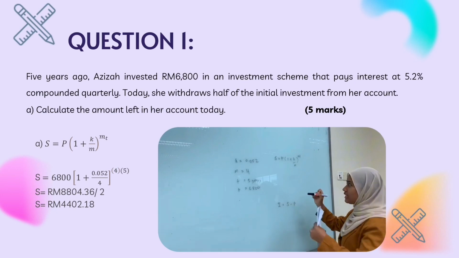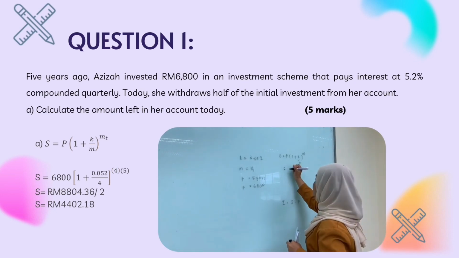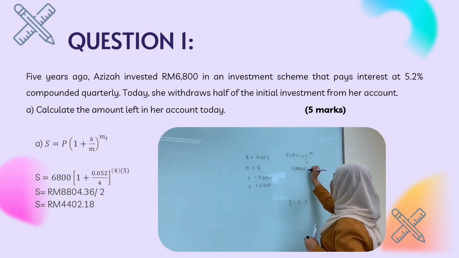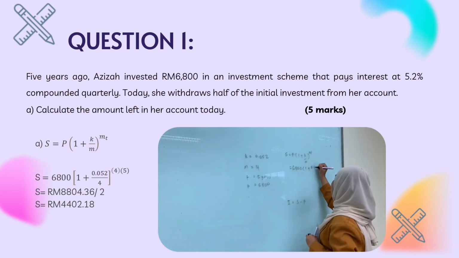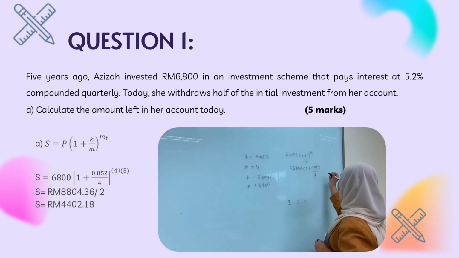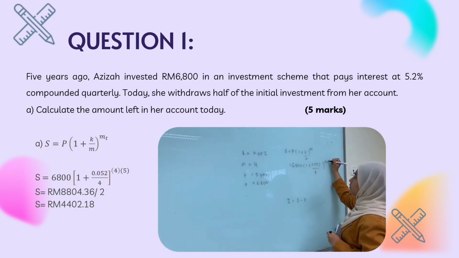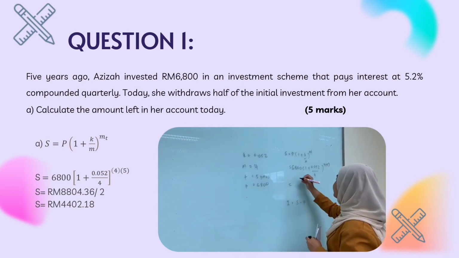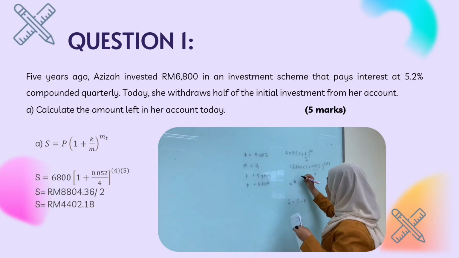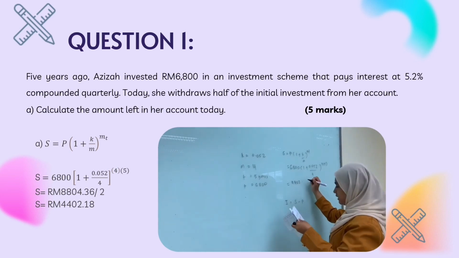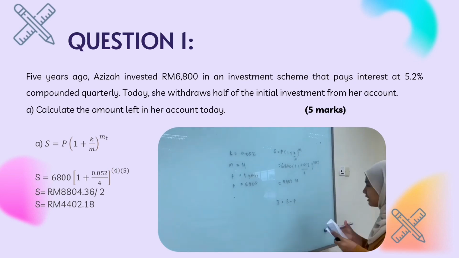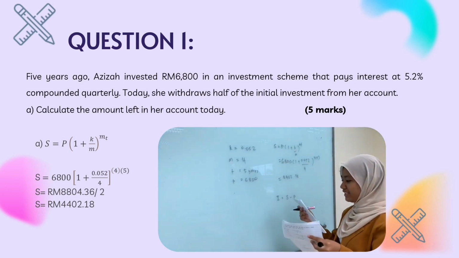Compound interest, calculate. So P is 6,800, T is 0.01 times 4 times 5 years. The answer is 4,402.18. So this is the amount left in the account today.